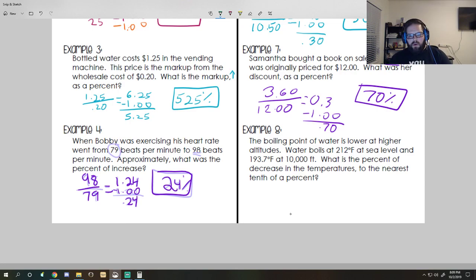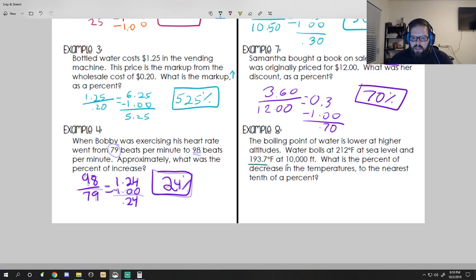Alright, so this one actually tripped me up a little bit. The boiling point of water is lower at higher altitudes. So that means it boils faster at higher altitudes. Water boils at 212 degrees Fahrenheit at sea level, which is where we are, so it boils at 212 degrees at sea level in Florida. If we were to increase to 10,000 feet, it would boil at 193.7 degrees Fahrenheit. What's the percentage of decrease in the temperature to the nearest 10%?